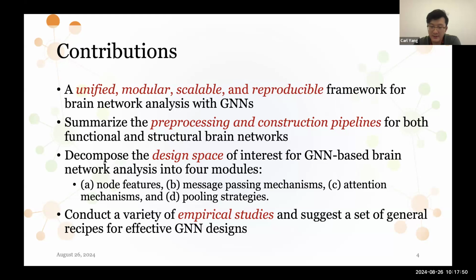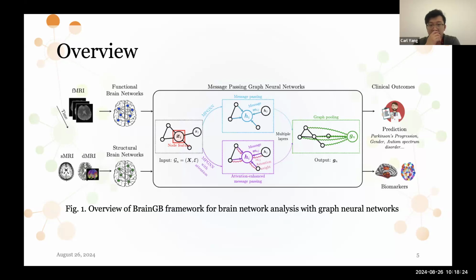In this framework, we summarized some pre-processing and construction pipelines to construct both the functional and the structural brain networks from MRI data. And then we also decomposed the design space of GNNs and studied what could be the best design choices for each of the space. Then we conducted a lot of empirical studies to show what designs could be the most useful for brain network analysis.